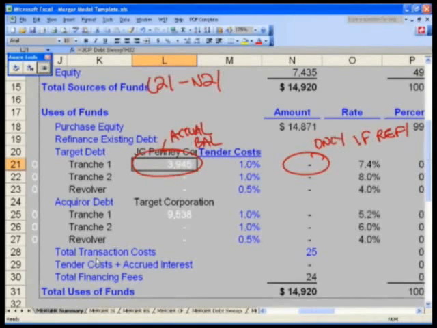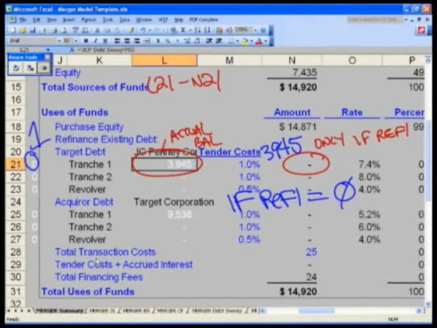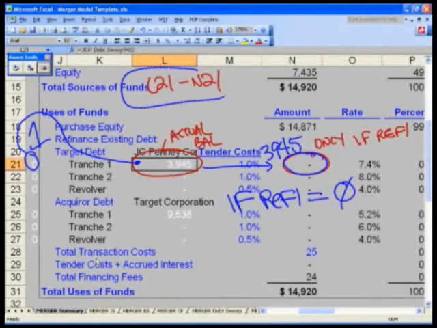Let me explain it one more time. If I refinanced, my ending balance equals zero. If I refinance, this number appears as 39.45. Recall that this would have been a 1 to refinance, yes. And therefore, this L times this 1 will get you this number. So if you refinance and you take L21 minus N21, 39.45 minus 39.45 equals zero.